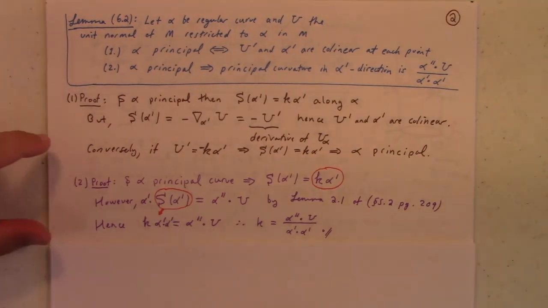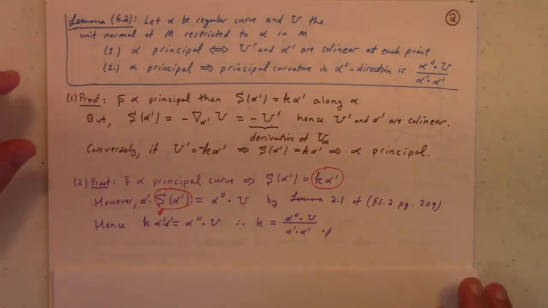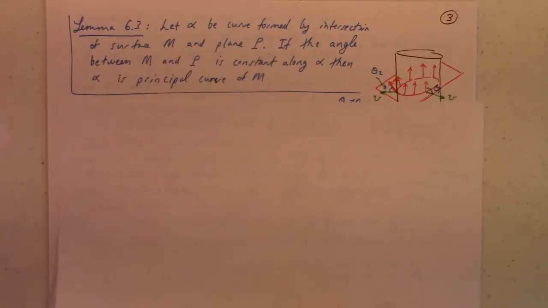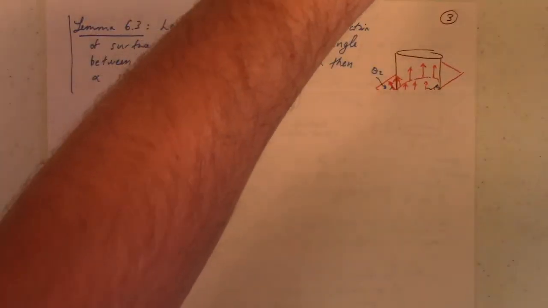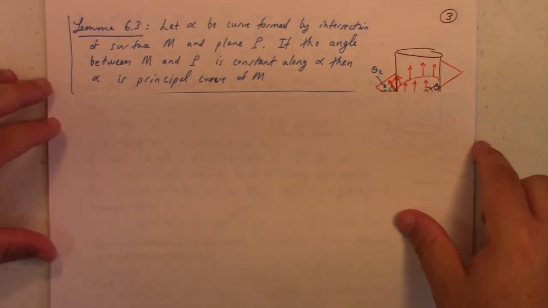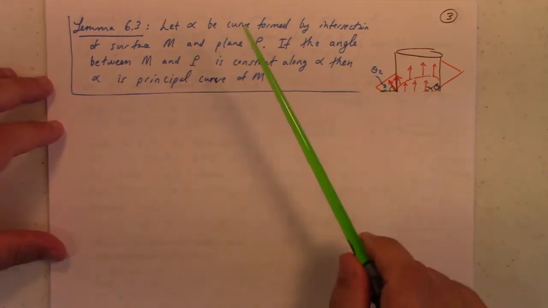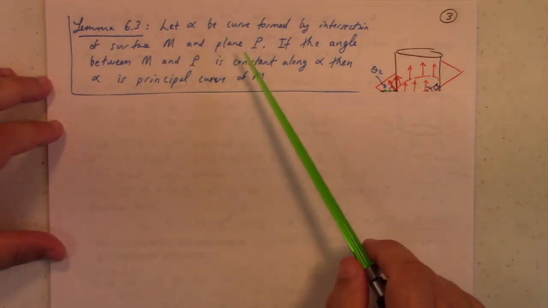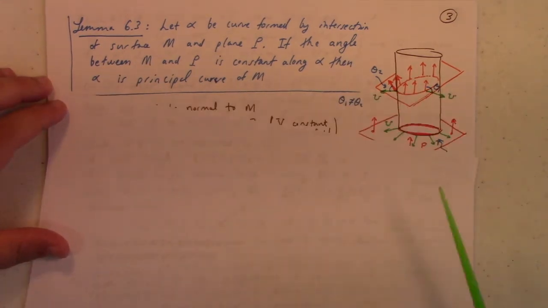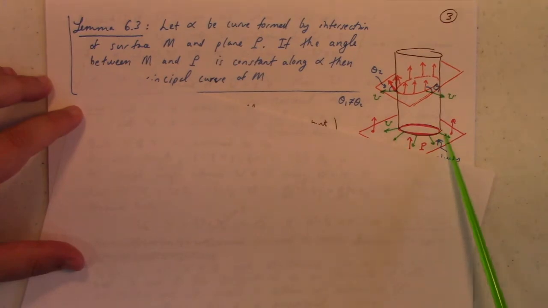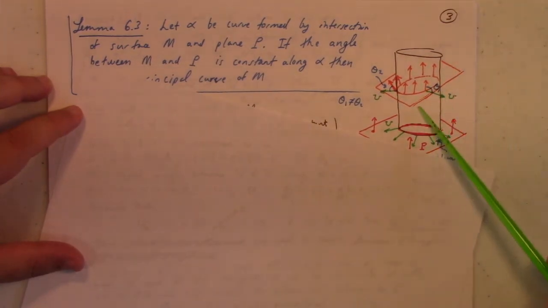So the proofs in this section are not too hard to work out, and I'll talk through them as we go here. But what we're more interested in, of course, is the geometric content, which I will try to expose. Let alpha be a curve formed by the intersection of a surface M and a plane P. All right. So I'm trying to envision a cylinder, right? And there's two planes I'm thinking about.